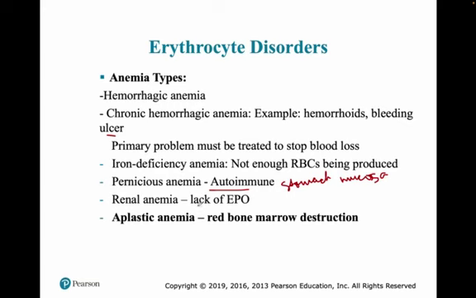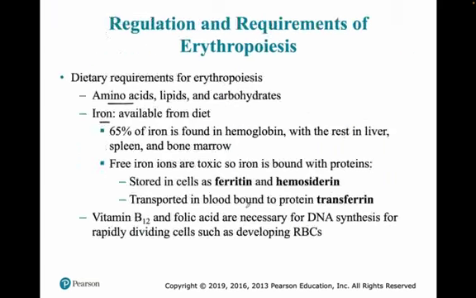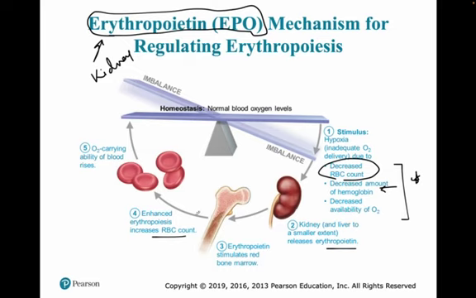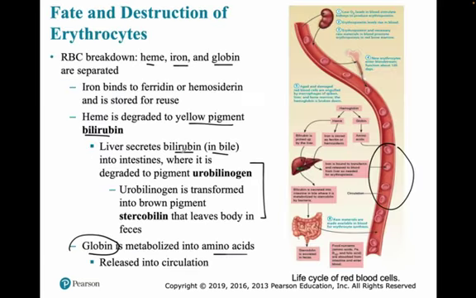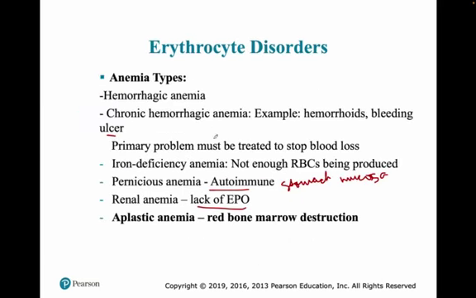Renal anemia means we will lack EPO, and we just read that EPO is required for erythropoiesis, right, the production of erythrocytes. So therefore, renal anemia means we are lacking in EPO.